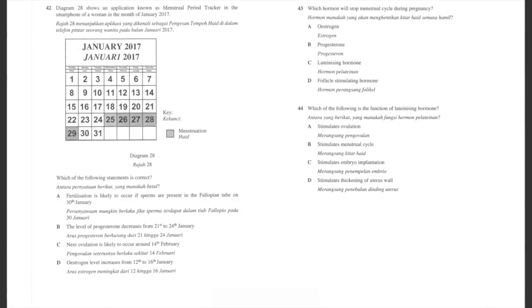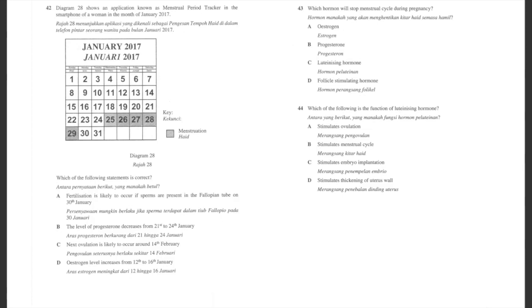Okay, 43. Which hormone will stop menstrual cycle during pregnancy? Jawapan dia adalah B. Okay, progesterone. Sebab apa? Ingat bila pregnancy, banyak progesteron akan dihasilkan untuk mengekalkan ketebalan endometrium wall. Kenapa endometrium wall tu kena tebal, kena kuat? Sebab dia nak tanggung fetus. Sebab dia nak pegang fetus tu.